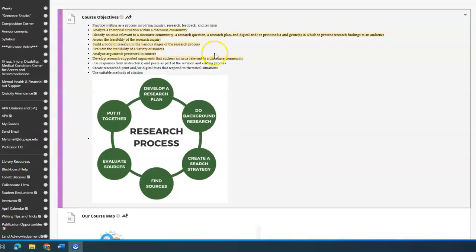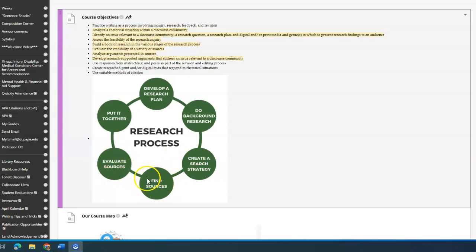Our course objectives outline for us where we are in our class, and this week you'll notice that there are so many of them highlighted. We're going to be thinking about the research process, as I demonstrate in this graphic below, continuing to do background research, continuing to create a search strategy, which means thinking about specific keywords, thinking about our research question and continuing to revise that research question, and then finding sources and evaluating sources.